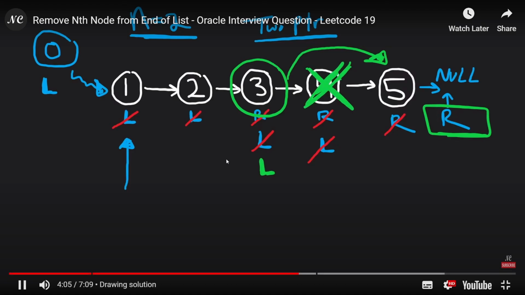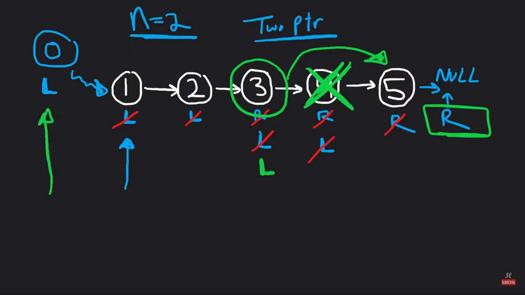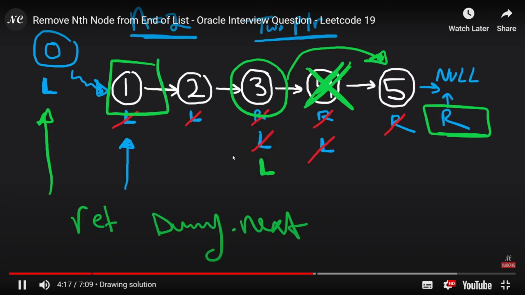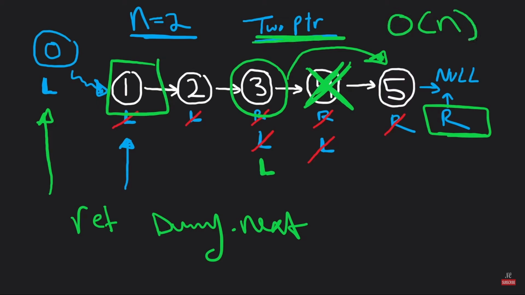And to return the new linked list, all we have to do is take our dummy pointer and say return dummy.next, which is going to be this node. And since this is a 2-pointer technique, the time complexity is going to be big O of n.